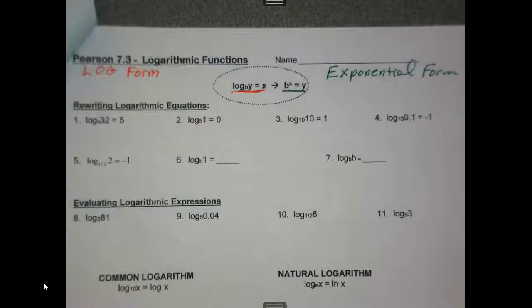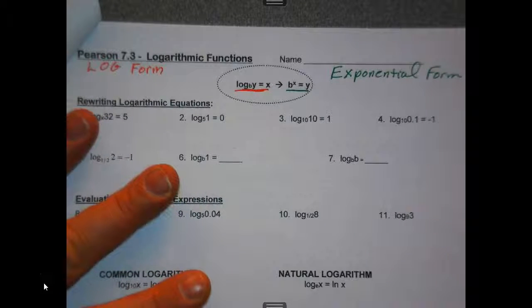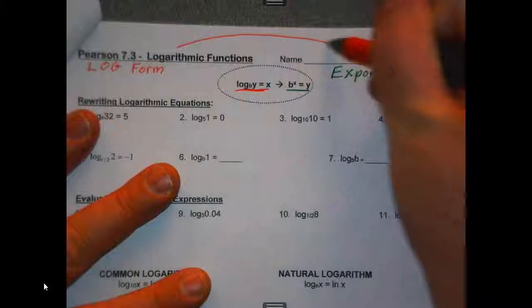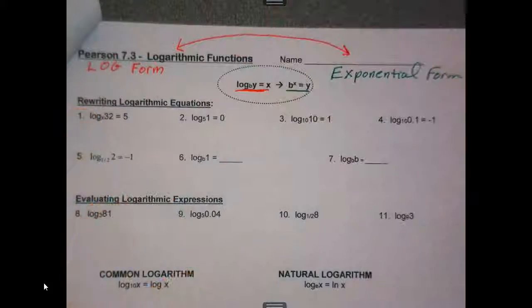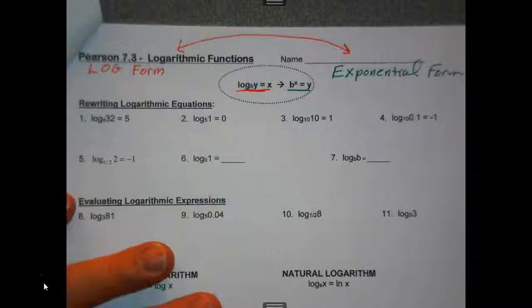Now, in mathematics, we have operations that kind of undo each other, right? Addition undoes subtraction, and vice versa. Division undoes multiplication, and vice versa, right? Well, guess what? These undo each other. So if I want to get rid of an exponent, I could take the log of it. If I want to get rid of the log, just make it an exponent. You're going to have to remember that because we're going to be doing a lot of that.